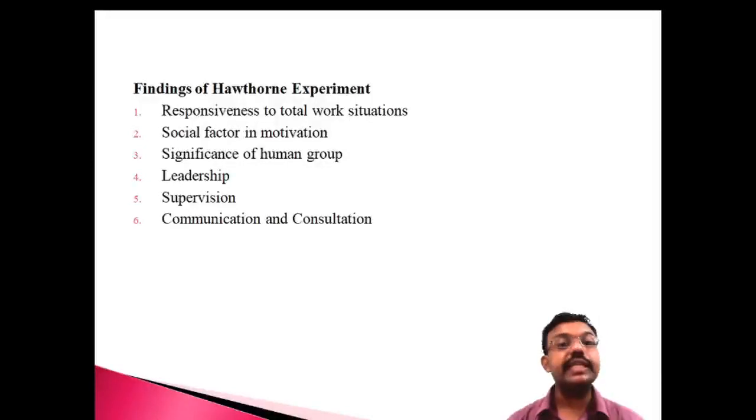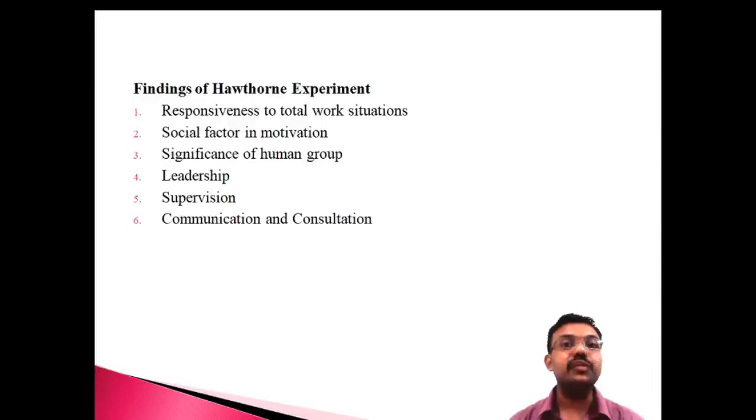And another one is leadership. Leadership is another important part of the Hawthorne experiment. That means a good leader is necessary for the success of the organization. A manager is always trying to be a good leader and must possess the qualities of leadership for the success of the organization. So good leadership is essential for conducting the organization in a smooth way.